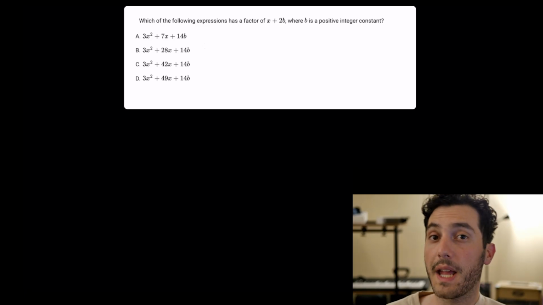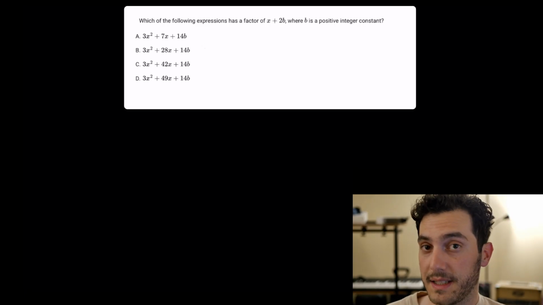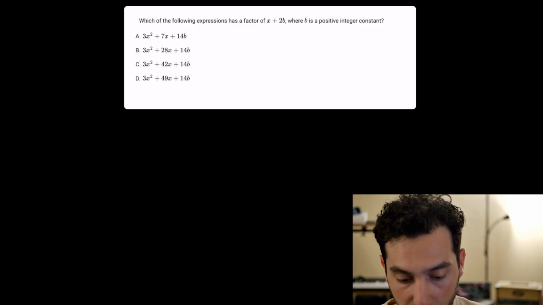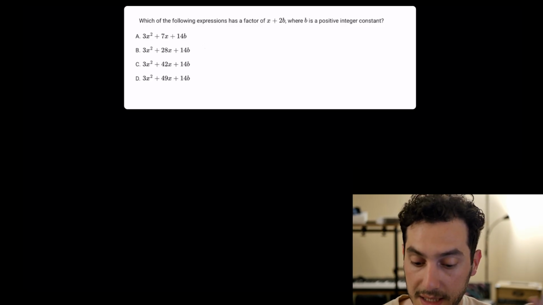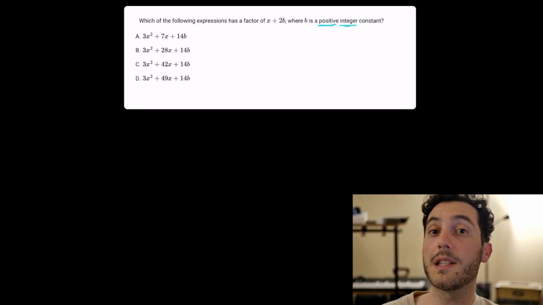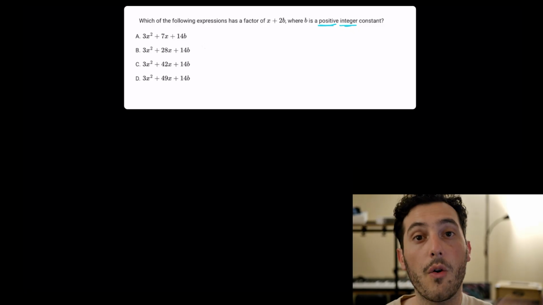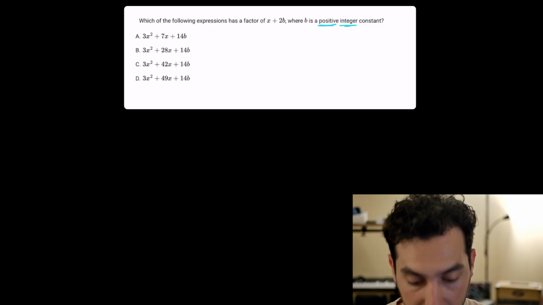Okay, so today we're looking at this practice problem from the digital SAT practice test number 8. And this one's a tough one. Which of the following expressions has a factor of x plus 2b, where b is a positive integer constant? Before we even get into it, I'd just like to mention b should be a positive integer constant. Positive number, integer meaning whole number: 1, 2, 3, 4. That's going to be very important in a moment.